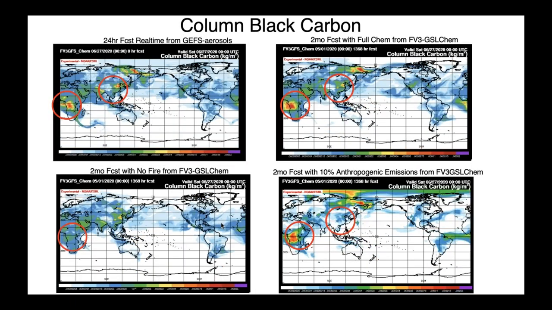Next is the black carbon. Again, it tells a similar story in those areas. In the case of 10% anthropogenic emissions, in the lower right, we can see that the column integral is much weaker over Asia compared to the full chemistry run.